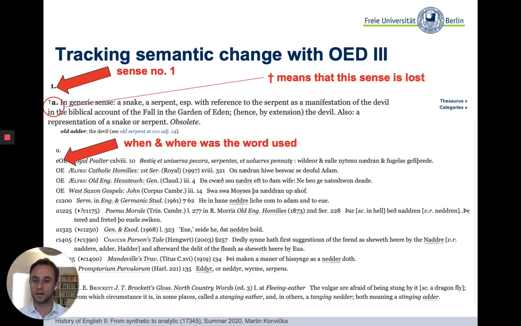On the left-hand side, you will see when. So EOE means early Old English, Old English, or circa 1200, about 1200, and so forth. And then also where the word was used, in what text it was used, and sometimes you even have a link so that you can click on the text to see the remainder of the example.